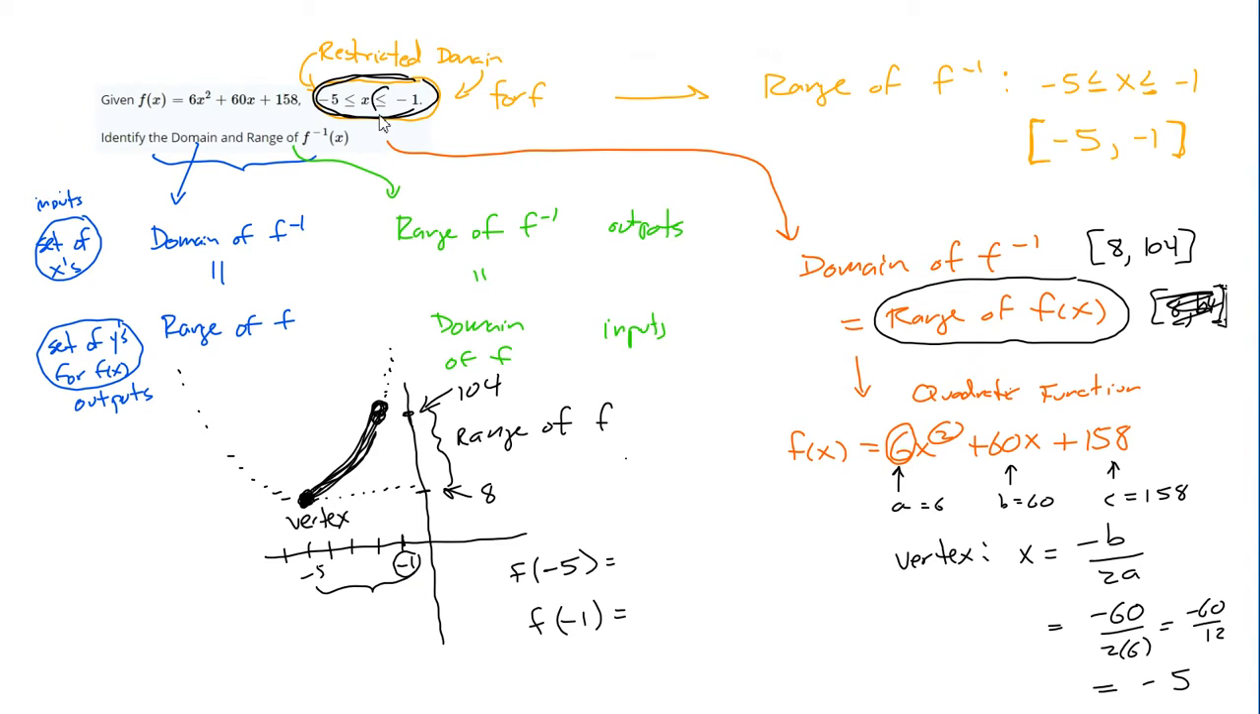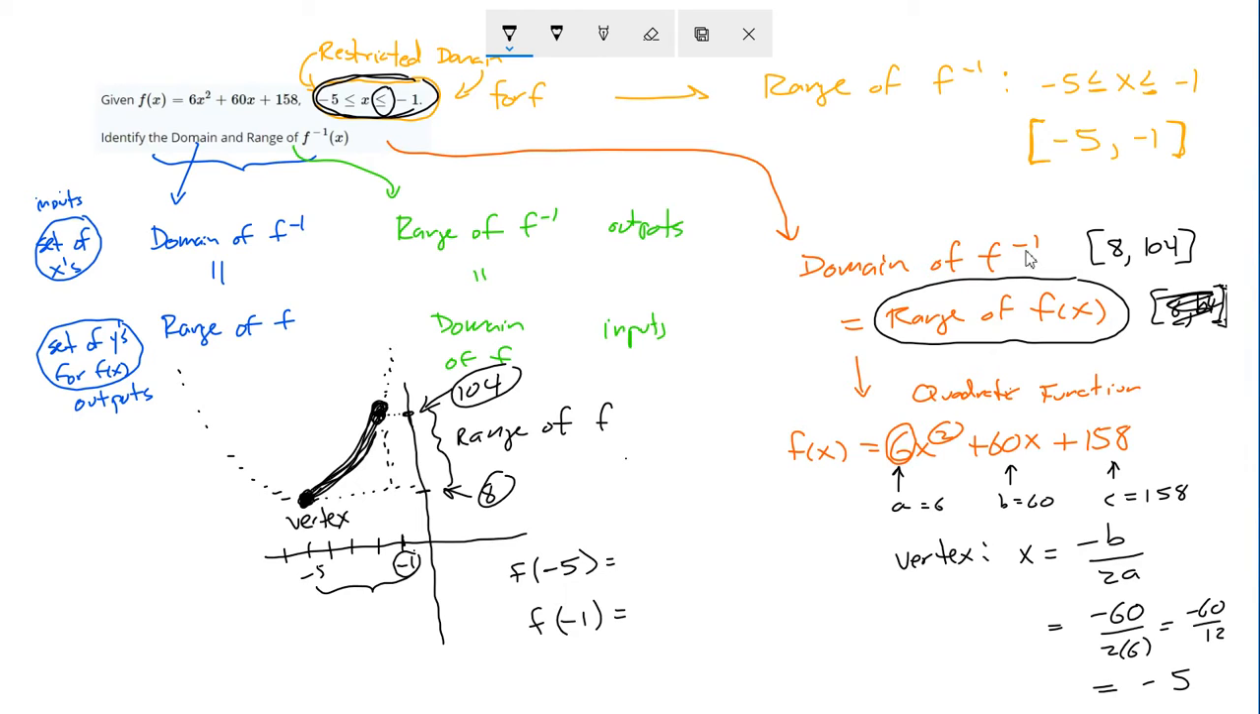Yes, I am, because I'm allowed to be equal to -1. So I can stand right at -1. If I'm standing right at -1, I'm right on this point, which means my height is 104. So 104 is included, 8 is included, so that's why there's square brackets there. So that's the range or set of y values for the original function. That's going to be the domain of the inverse.